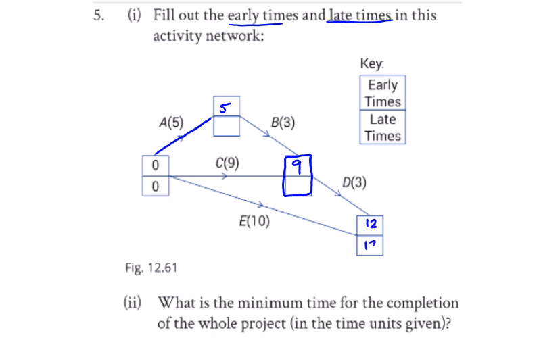So 12 and 12, working backwards, this will have to start on day 9. It can't start any later or earlier. A, however, before B starts, B takes 3 days, so it could start on day 6. And I think that's this one complete. The minimum time is 12 hours, if they're in hours, or minutes and minutes.